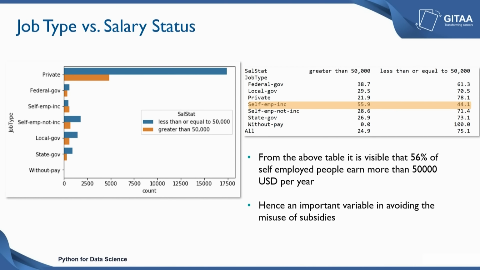And for the rest of the job types, more or less 70% of the individuals earn less than or equal to 50,000, and the rest of the percentage belongs to greater than 50,000. Only for the self-employed people, there is a more or less equal proportion for both the categories. And on the whole, from the above table, it is visible that job type will be an important variable in avoiding the misuse of subsidies.